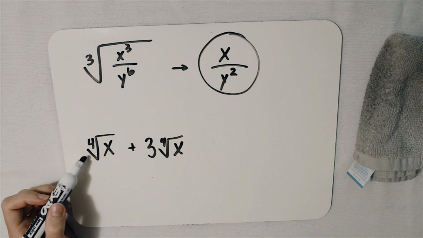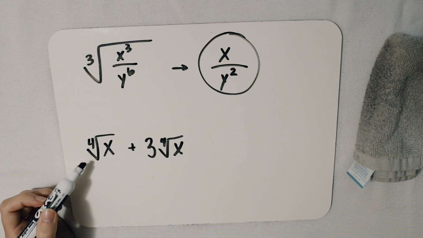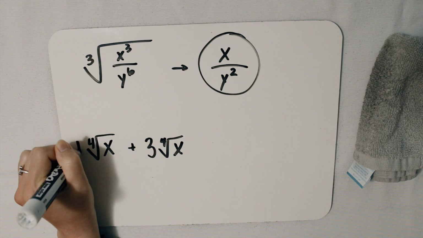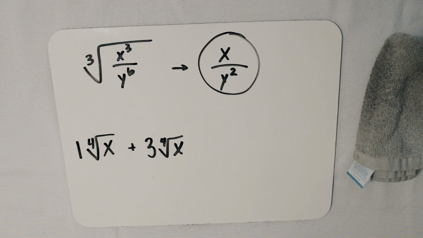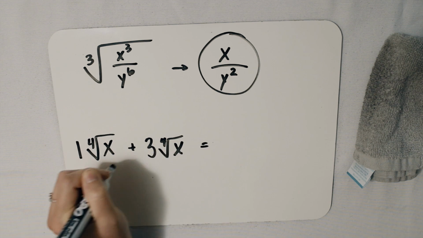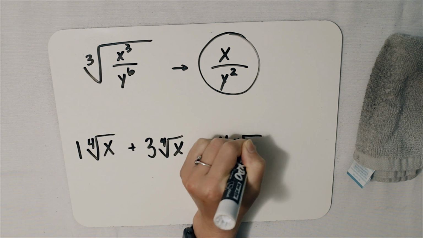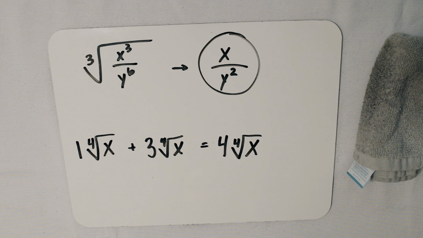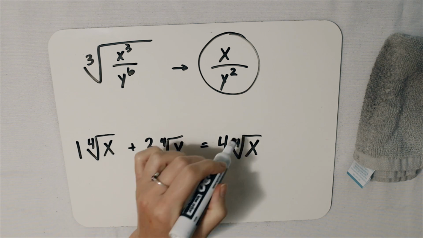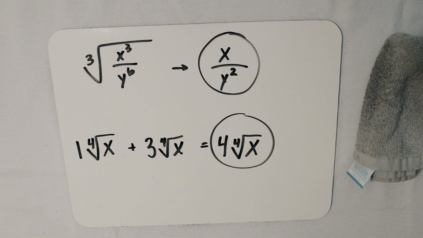We don't see a coefficient for this term, but we can assume that there's an invisible 1. So if we're just going to add them, 1 plus 3 gives us 4, and your root stays exactly the same. So it's 4 times the 4th root of x, and that is as simplified as you can go.